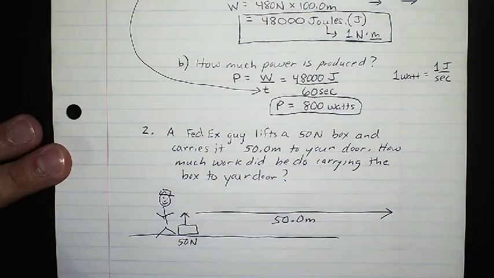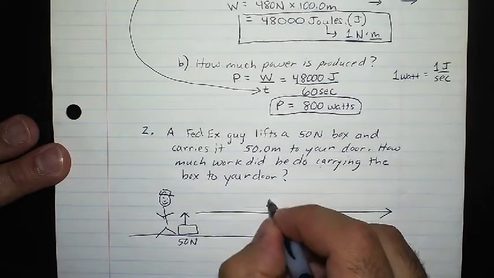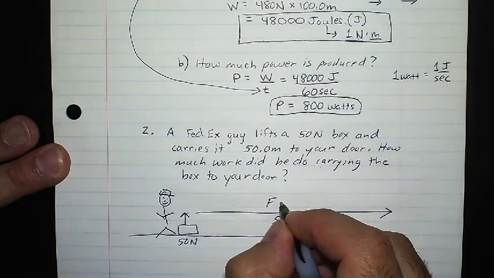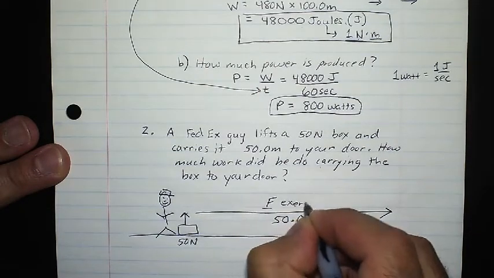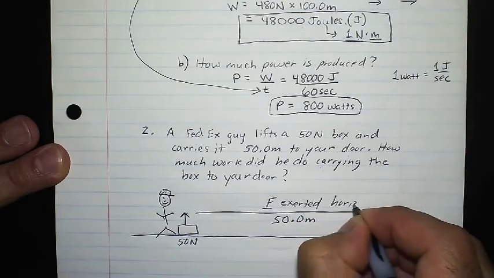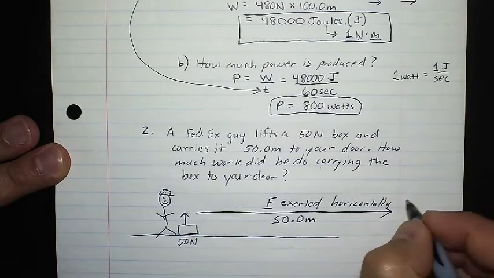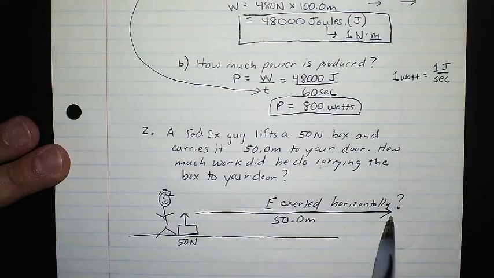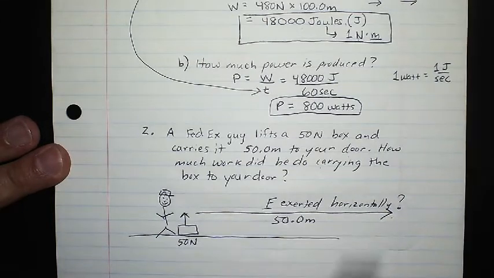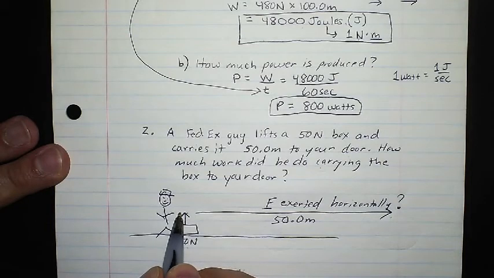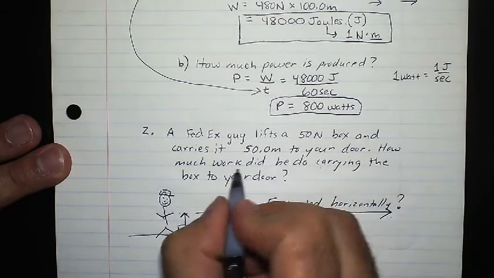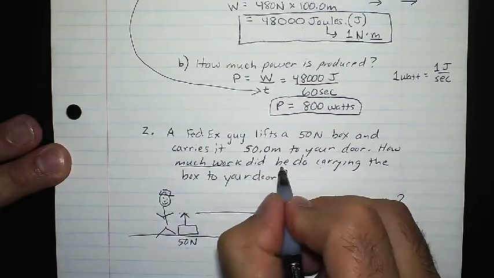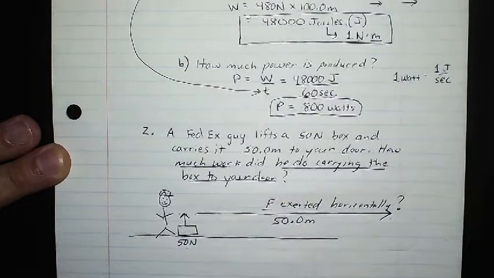Which means we need the force that he exerted, F exerted horizontally, but we don't have that information. We don't know how much force it took him to walk that box 50 meters. It's not the same force as it would take him to lift it, say to a height of 1.5 meters, because he's walking it this way. And that's the question. How much work did he do carrying the box to your door?